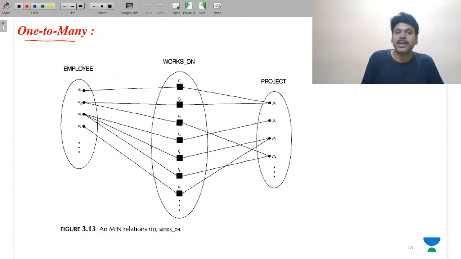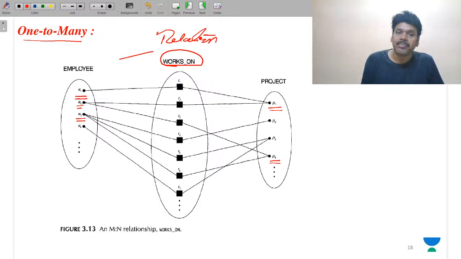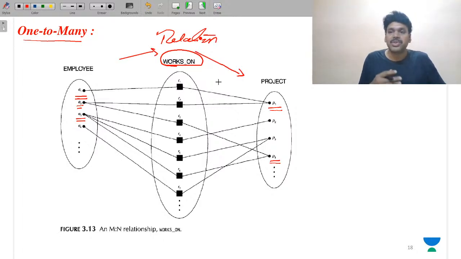So what is the example of one to many? An employee E1 is managing, please observe, project P1, and the same project P1 is also managed by employee E2, and employee E2 is managing one more mapping, and employee E3 is also managing multiples. What I mean to say is an employee can manage many departments, but one department can be managed by only one employee. Works on is a relation for us. It is a relation between employee and the project such that they are able to share the data.